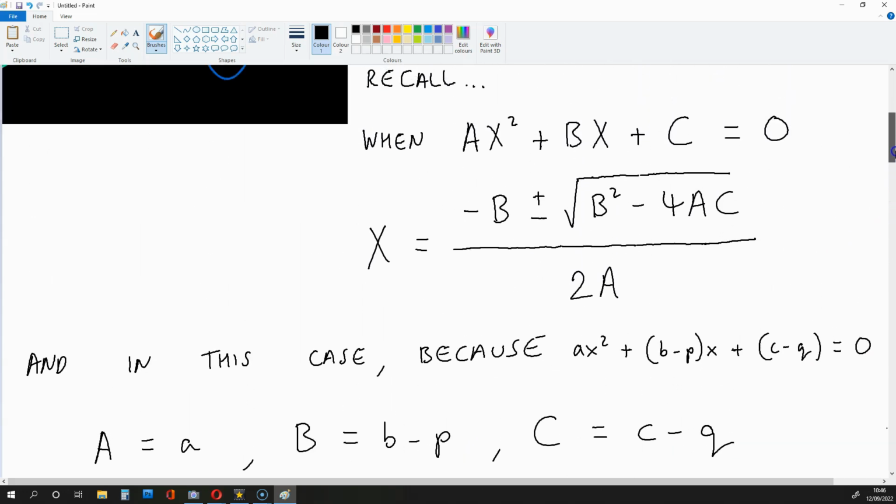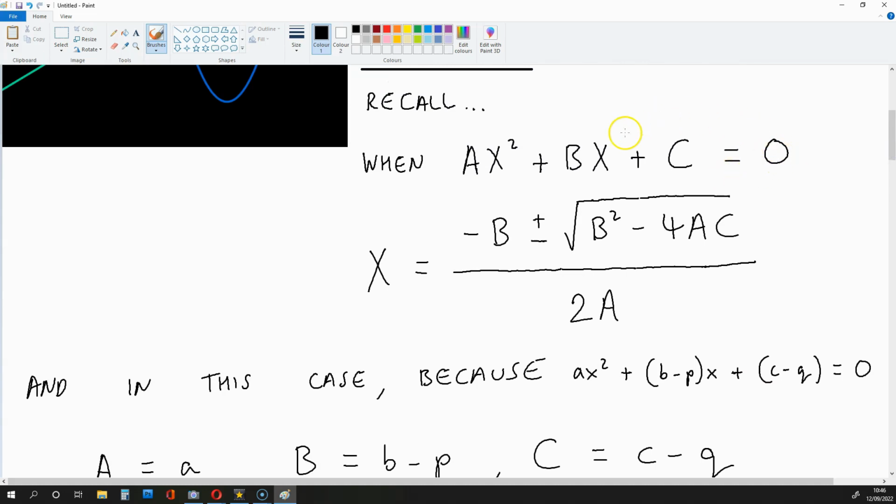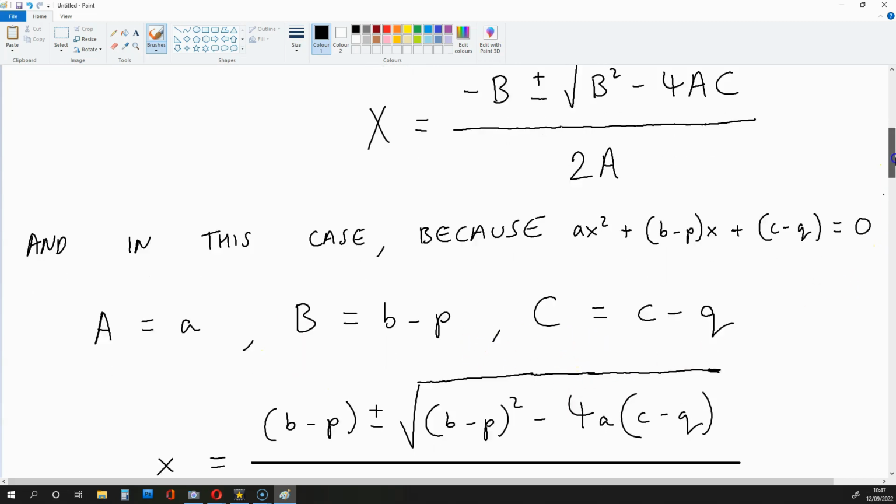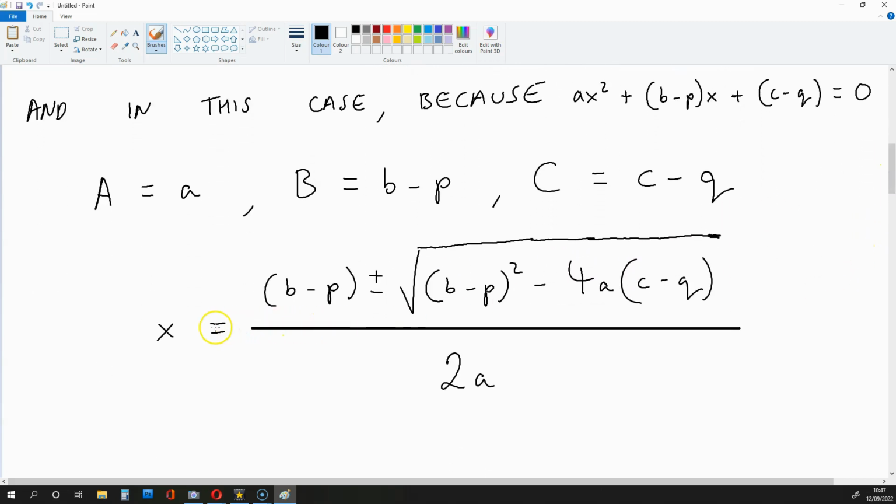Okay, so what we did is we used this logic over here, and we got this equation over here, and we transformed large A, large B, and large C into these values over here to get the value of small x.